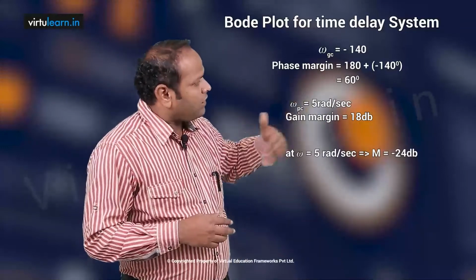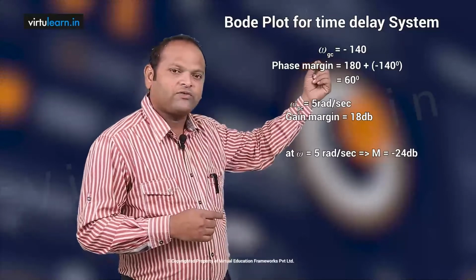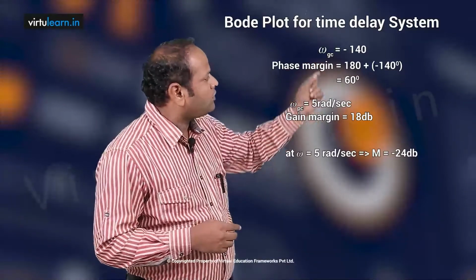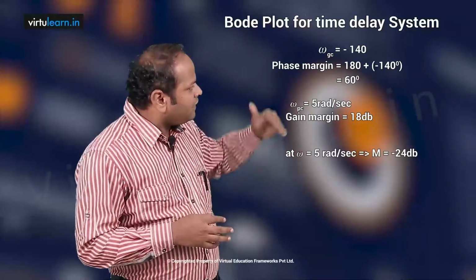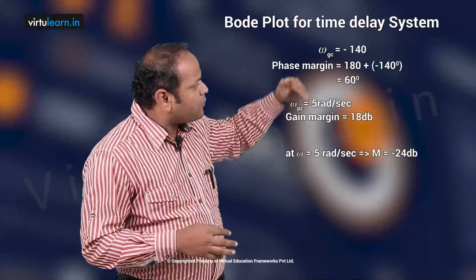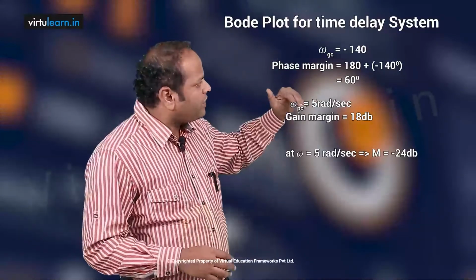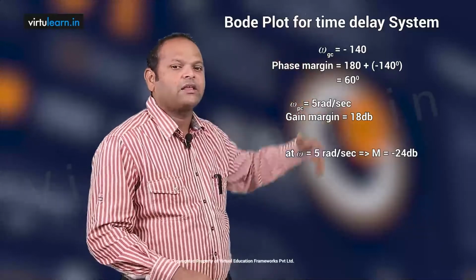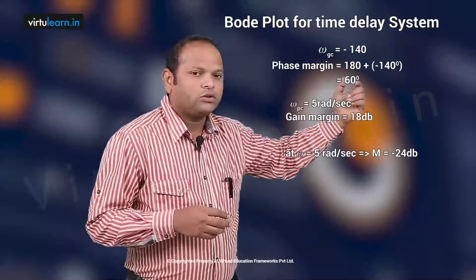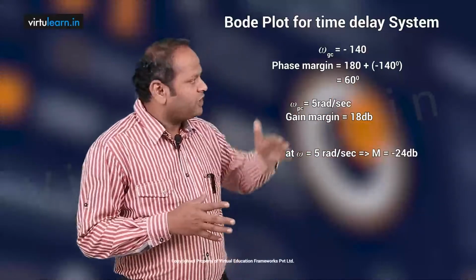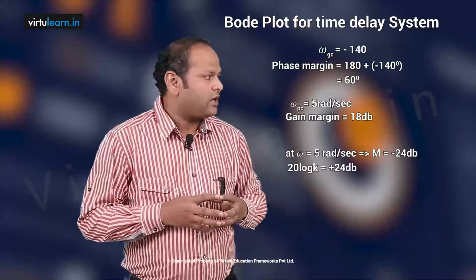But for our case, what we want is that at omega GC of 5 radian per second, the magnitude value should be 0 dB, which means I need to shift this magnitude plot upward by 24 dB. Since we are moving it in the upward direction, I should take the plus value. So 20 log k is equal to plus 24 dB, and we can find out the corresponding k value.